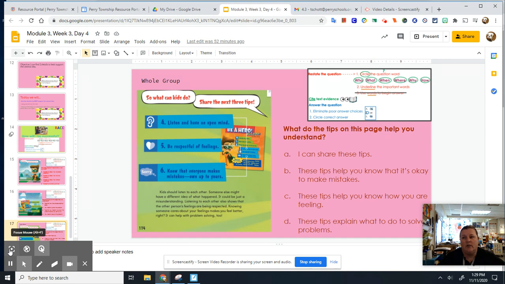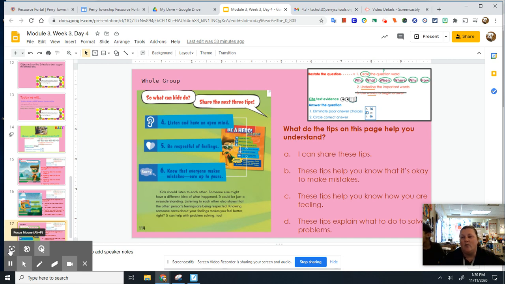These tips help you know that it's okay to make mistakes. Ooh, that could be because number 6 does tell me to own up to my mistakes. These tips help you know how you are feeling. It says be respectful of feelings, but it doesn't tell me how I should be feeling or know what I'm feeling. These tips explain what to do to solve a problem. That sounds good too. So I think it's either B or D. Yep, B or D, Larry.